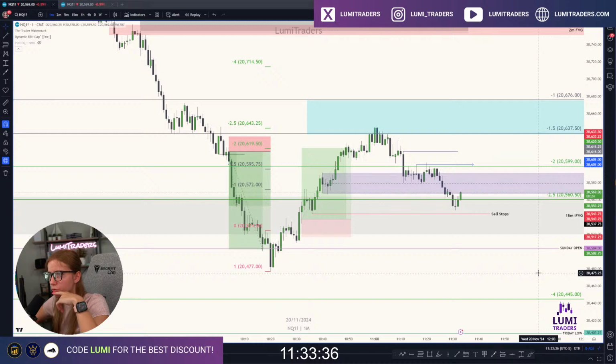Will you open a position from the market fair value gap? I don't have a market fair value gap.